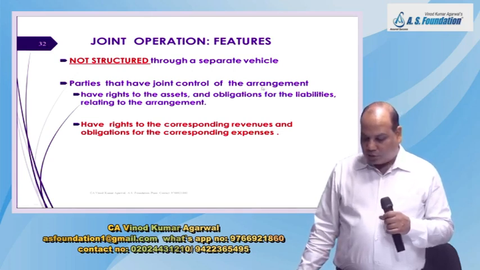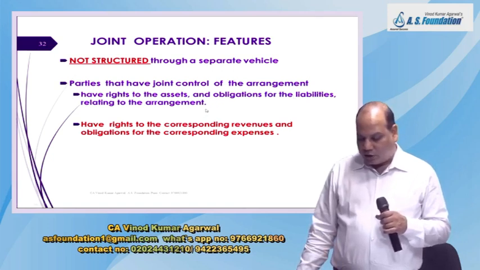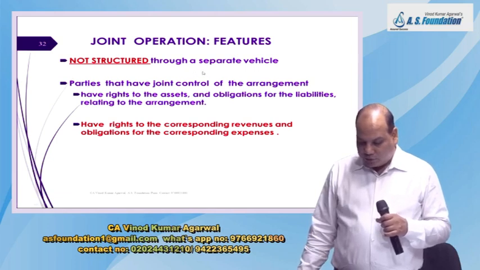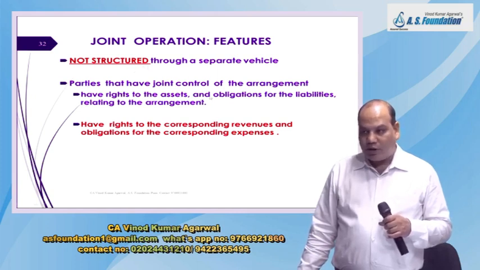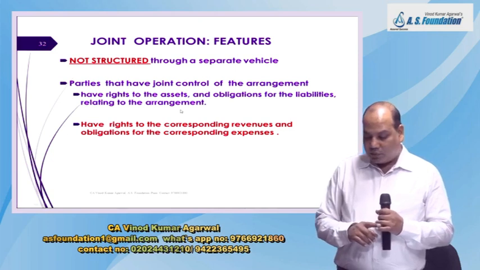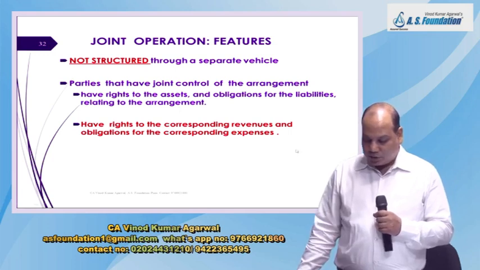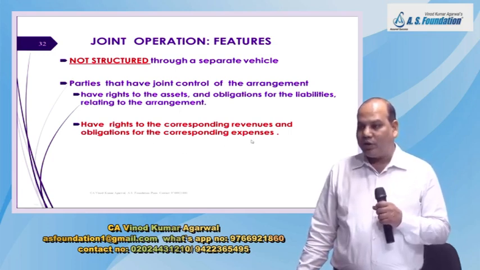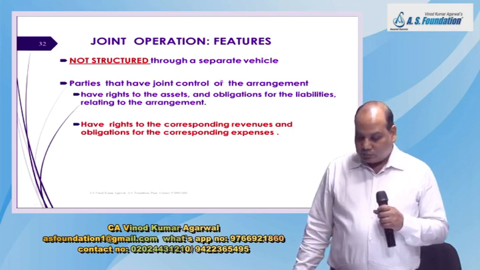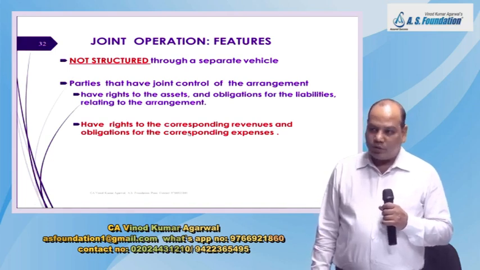Parties that have joint control of the arrangement have rights to assets and obligations for the liabilities relating to the arrangement. The second feature of joint operation is that sometimes there may be a separate legal entity, then apply this feature. Parties who have joint control have rights to assets separately, liabilities separately, and they have a right to corresponding revenue and obligation for corresponding expenses. This is the second feature, and this will help you to identify a joint operation.